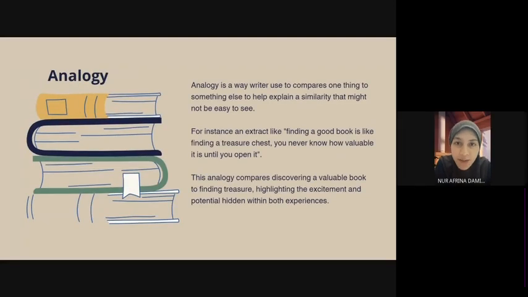Analogy is a way writers compare one thing to something else to help explain a similarity that might not be easy to see. For instance, an extract like: finding a good book is like finding a treasure chest. You never know how valuable it is until you open it. This analogy compares discovering a valuable book to finding a treasure, highlighting the excitement and potential hidden within both experiences.